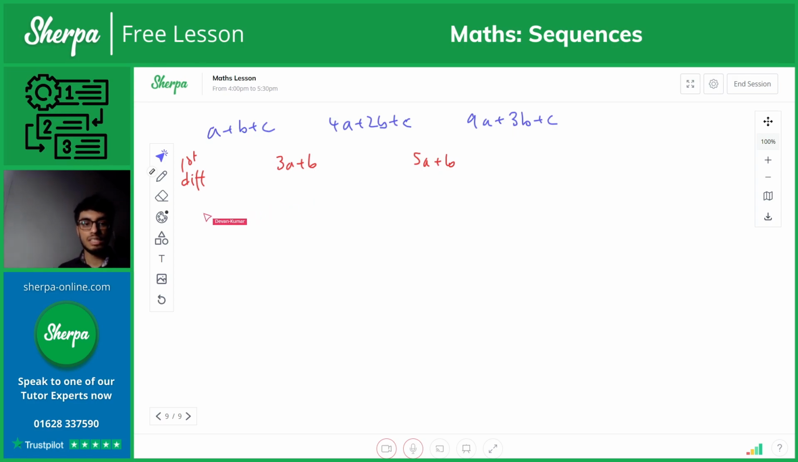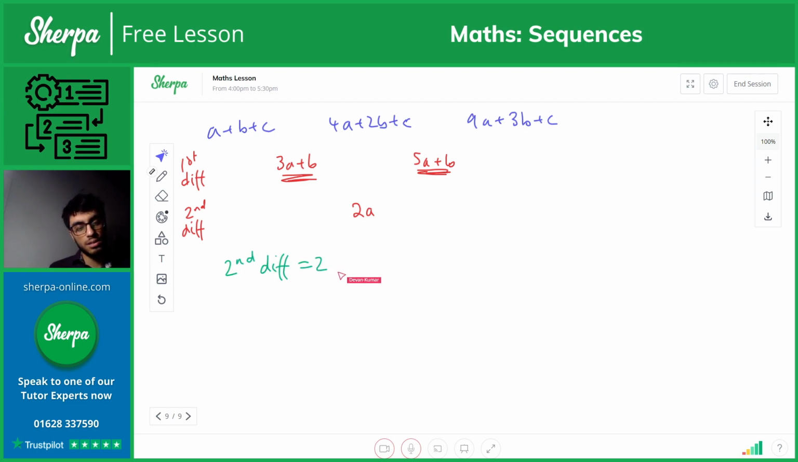Okay, now what's the second difference going to be? Well, the second difference is equal to this 5a plus b minus this 3a plus b. And if we do that, we get 2a. That's interesting. We've got 2a as being the second difference. So if the second difference equals 2a, then a equals the second difference divided by 2. So that's how it works. You may have thought, how does that work? Well, this is how it works.